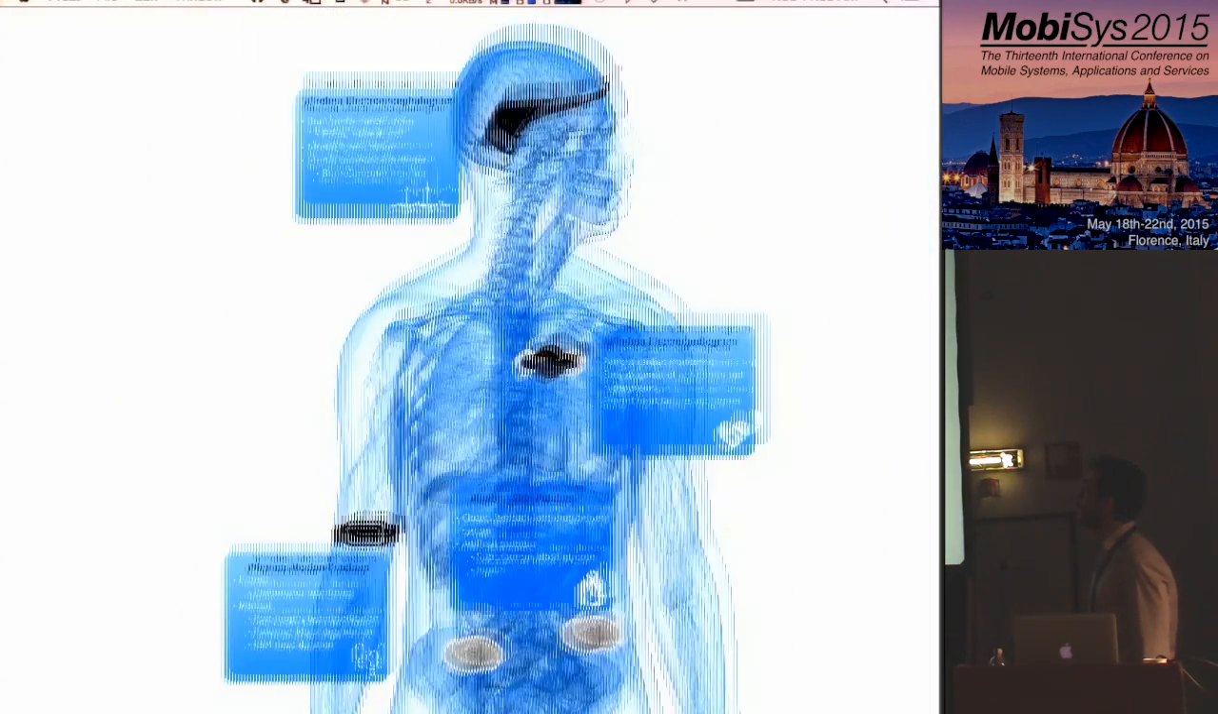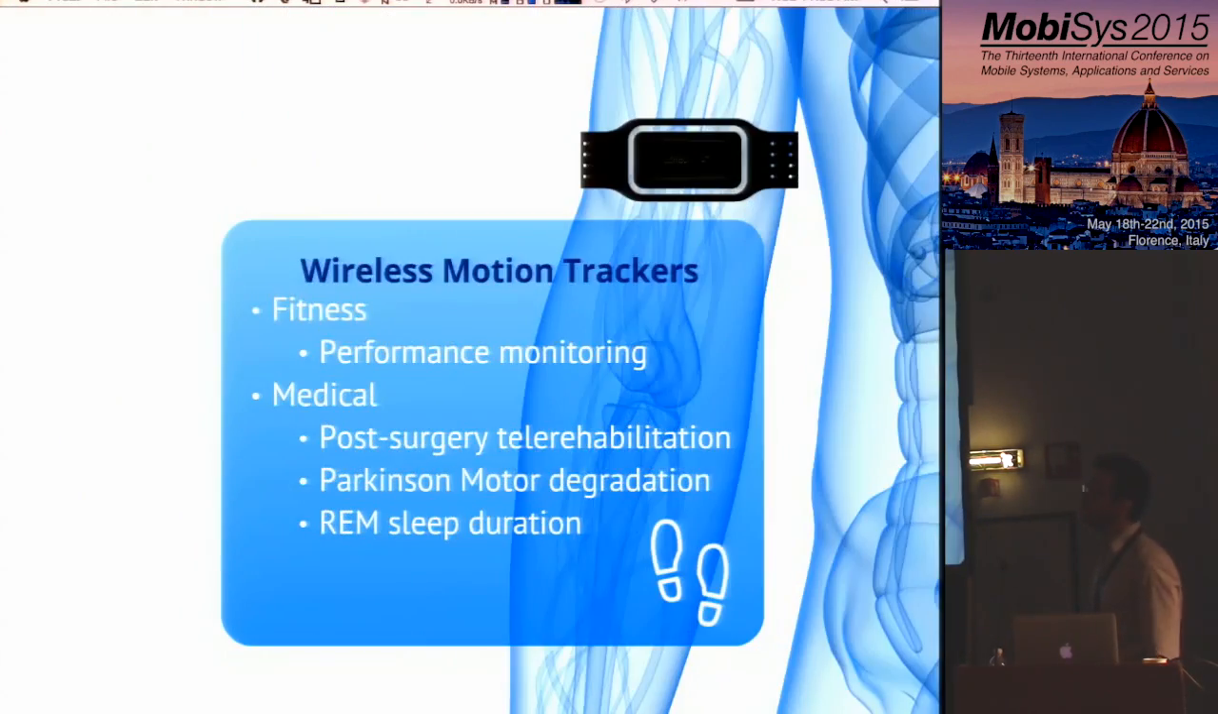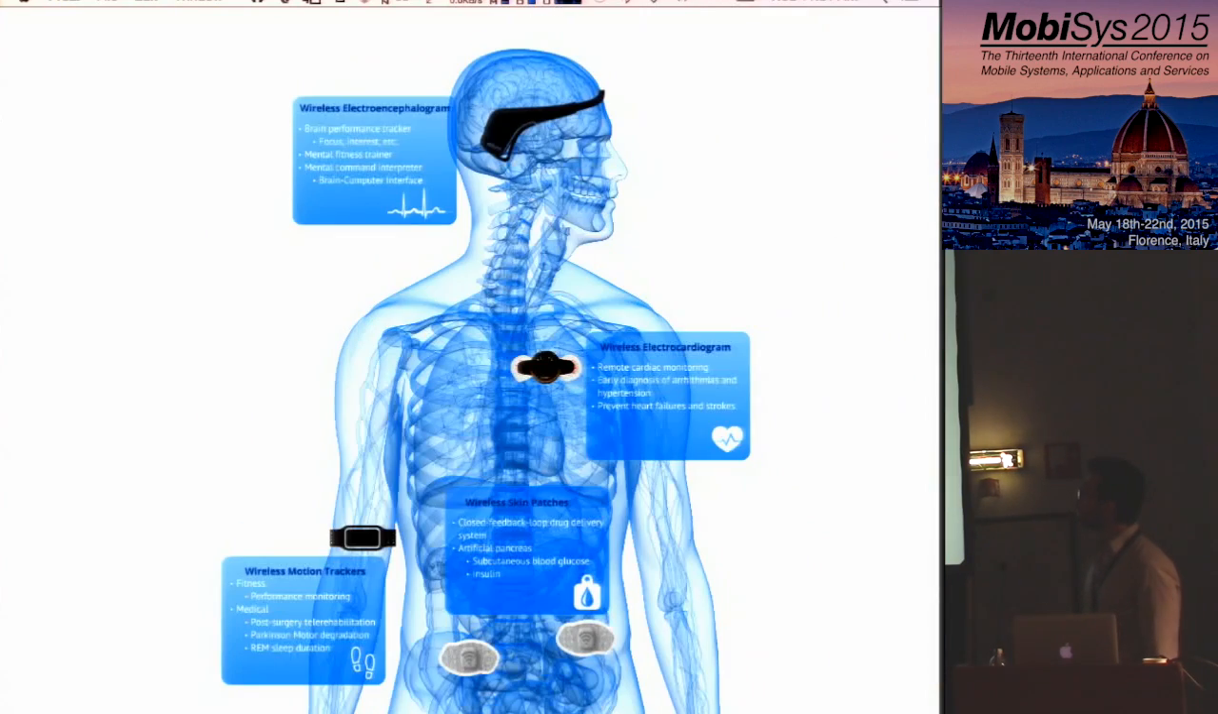And also, of course, everybody knows the wireless motion tracker, which today is basically used for fitness purposes. However, it can enable a lot of medical applications, for example, post-surgery telerehabilitation, or monitoring the motor degradation in Parkinsonian patients. So the question is, with the number of wireless devices increasing in the future, how are we going to connect these devices?